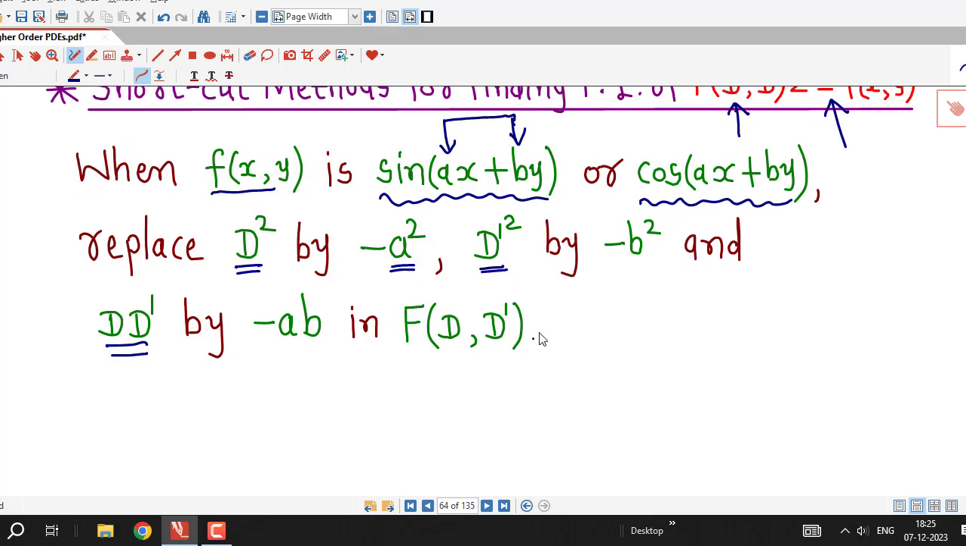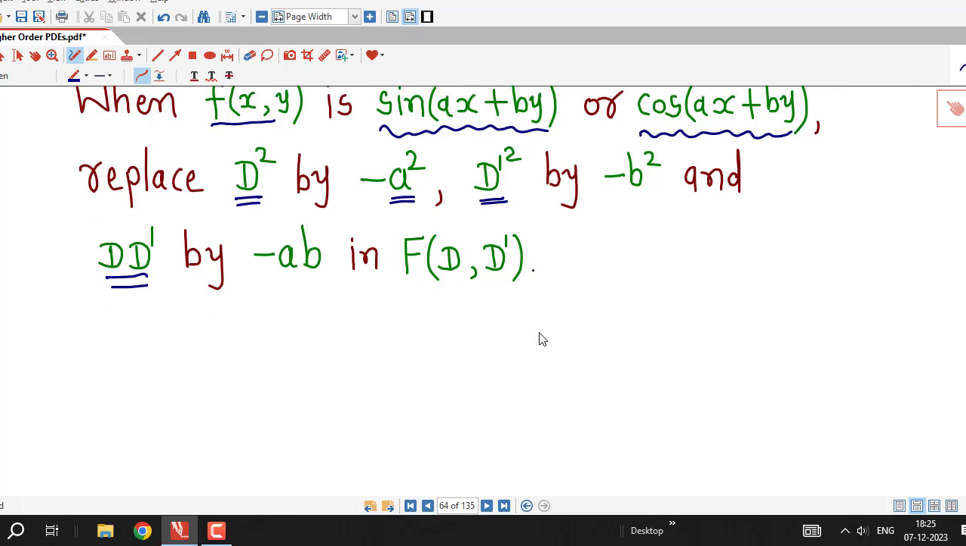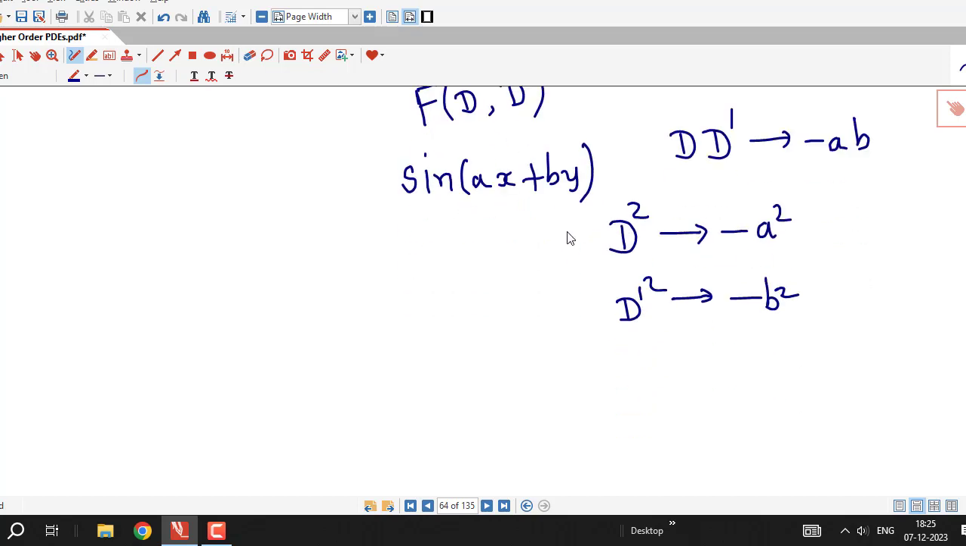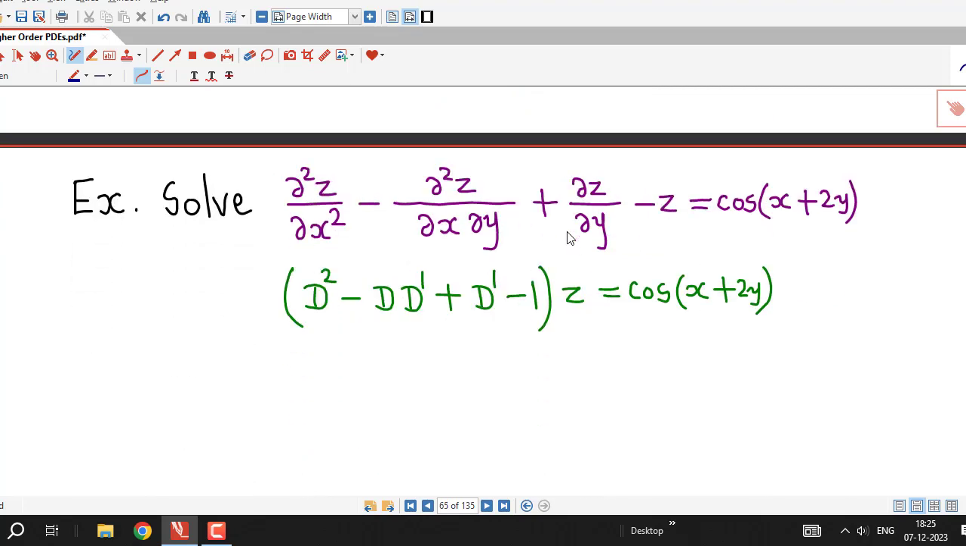So we will understand this method with the help of one or two examples. But what we have to remember is that if the right hand side is in the form sine ax plus by or cosine of ax plus by, then D square is to be replaced by negative of a square, D dash square is to be replaced by negative of b square, and D times D dash is replaced by minus a times b in this operator or function of capital D and D dash. So we understand this method with the help of this example.